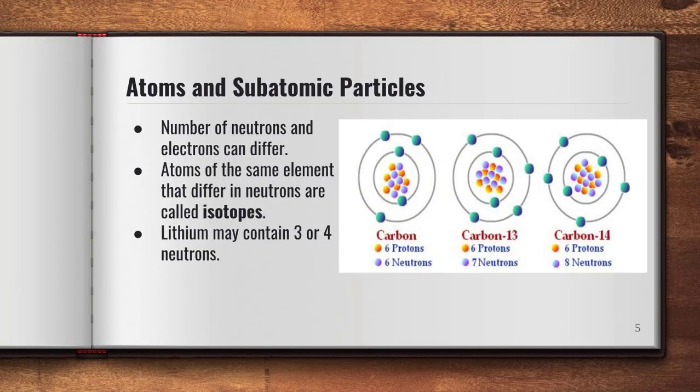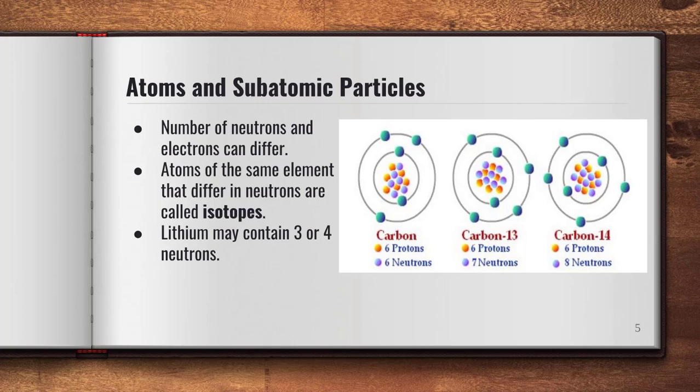Now the number of neutrons and electrons can differ, yet we can still have the same element. Atoms of the same element that differ in neutrons are called isotopes. For example, lithium may contain 3 or 4 neutrons, but will always have 3 protons.